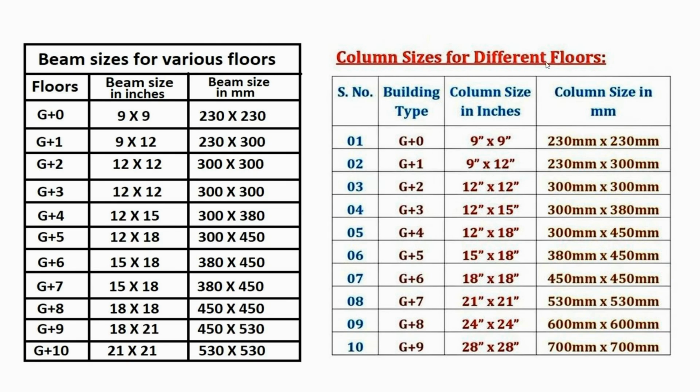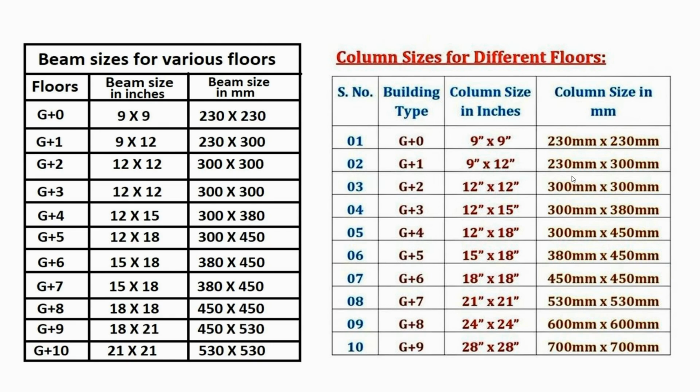Then for columns, sizes for different floors. For a G plus 0 building, a ground floor building, the minimum should be 230 times 230. For a G plus 1 building, 230 times 300 millimeters. For a G plus 2, these are the minimum standards that you must have in order for your structure to stand. That simply means if we are constructing a G plus 2 building, meaning ground floor and 2 floors on top, the minimum sizes of my columns should be 300 by 300 from the ground.